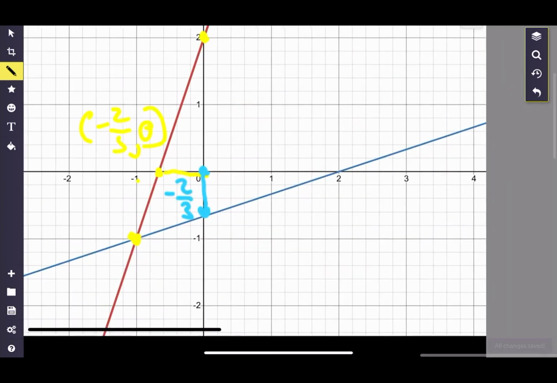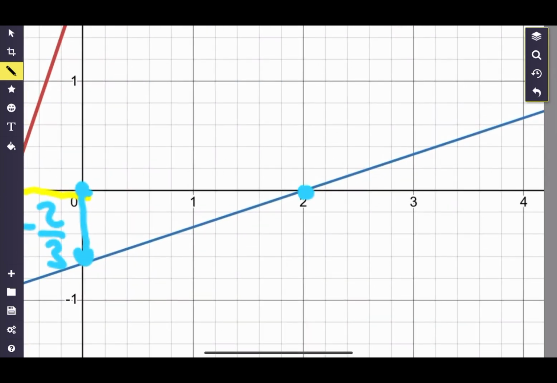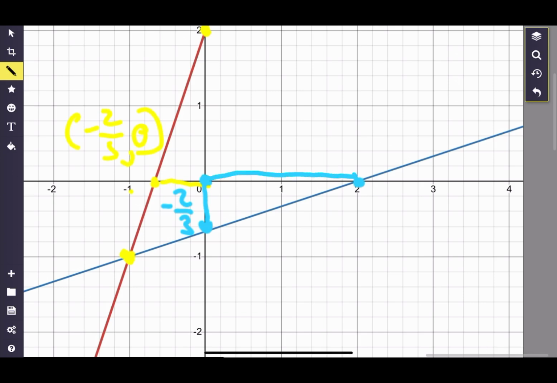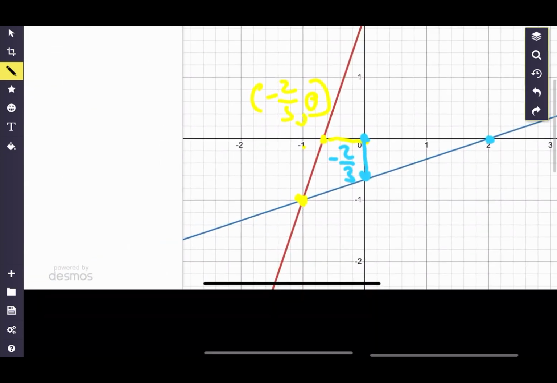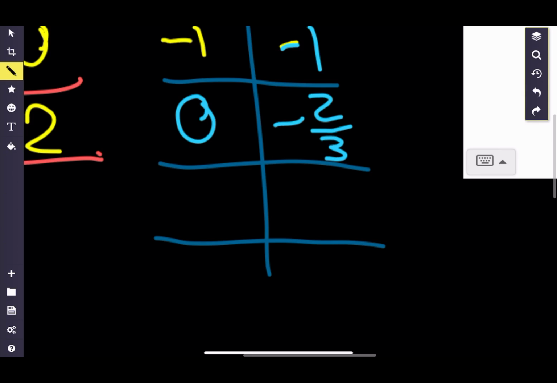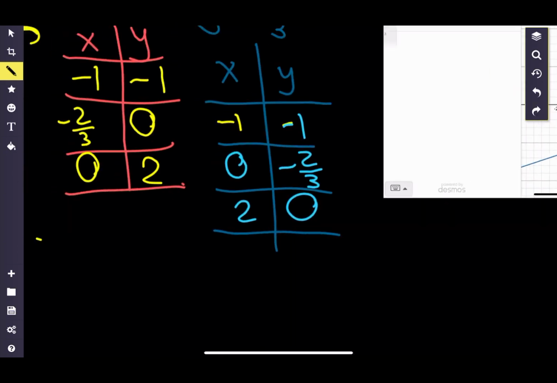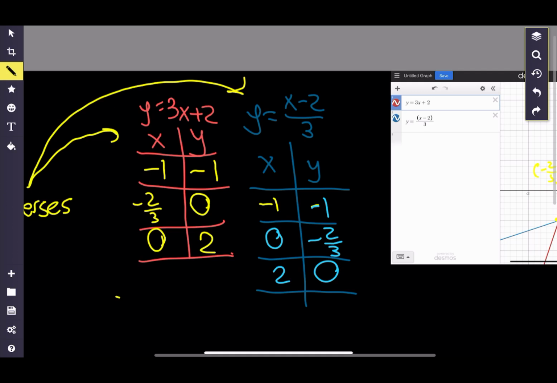Let's take a look at one more point. Let's take a look at this point. Looks like when our x value is equal to +2, our y value is equal to 0. Okay, now that I filled out the table, do you notice anything interesting?